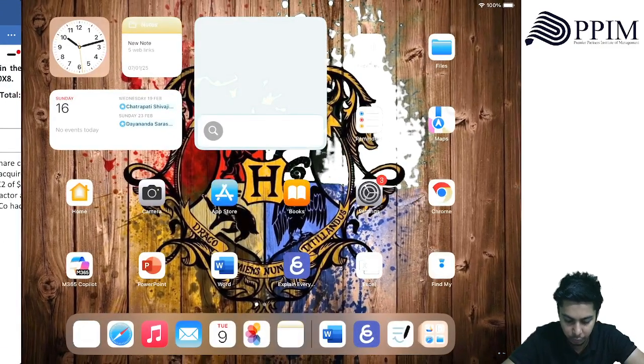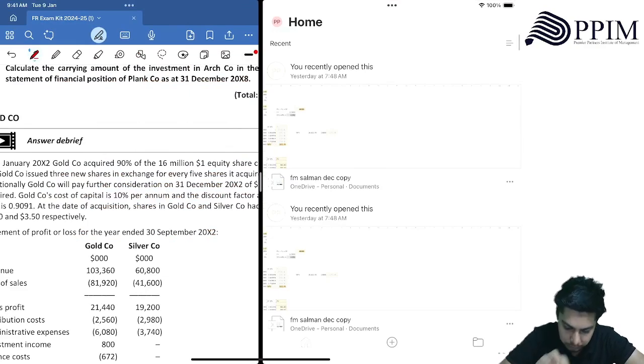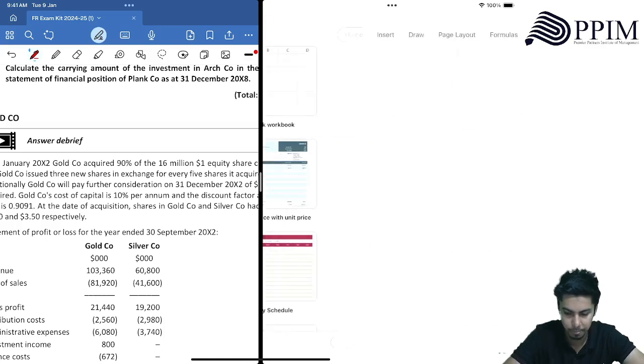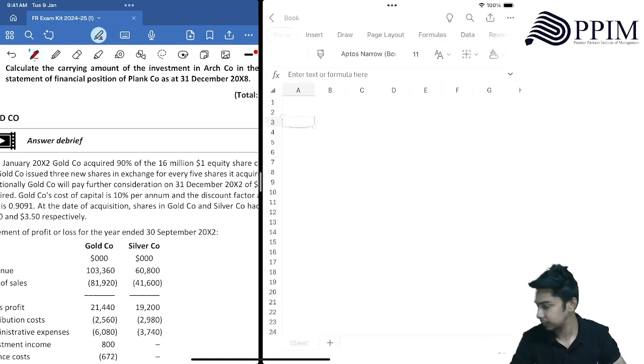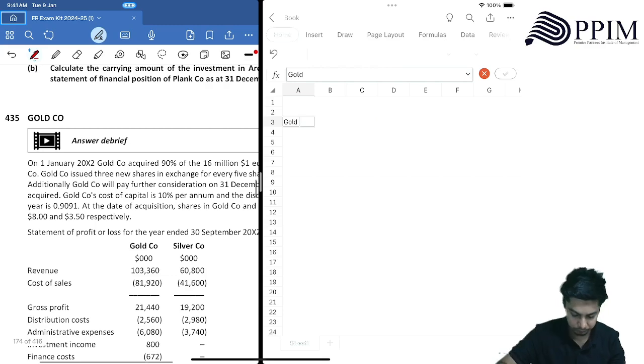Right, and can you put the heading there for me, please? Gold Corporation, consolidated income statement. Okay. Gold Corporation, question number 453. Okay, right. Gold Corporation.